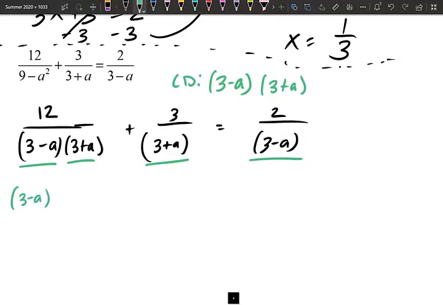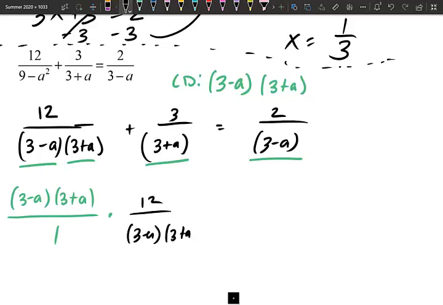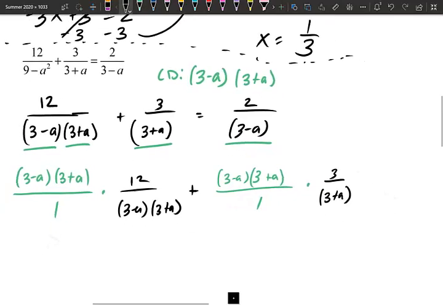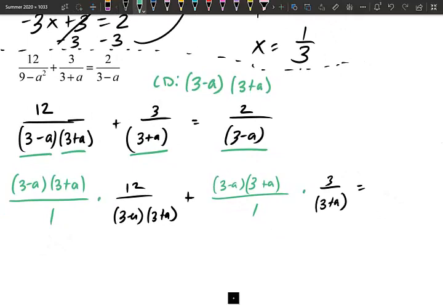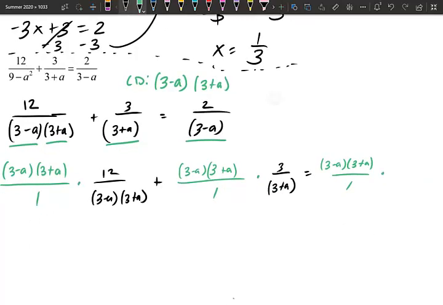So 3 minus a, 3 plus a, over 1 times 12 over 3 minus a, 3 plus a, plus common denominator, times 3 over 3 plus a. And that equals common denominator times 2 over 3 minus a.